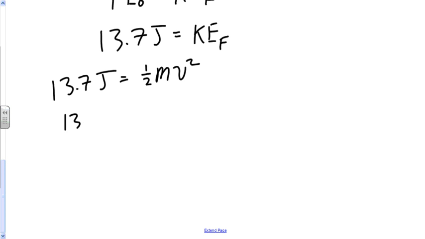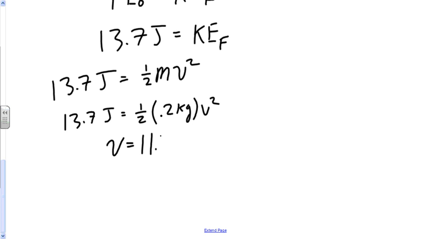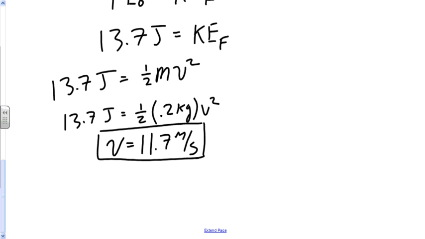So 13.7 joules equals 1/2 times the mass of the apple, 0.2 kilograms, times v squared. I'm going to divide by a half on both sides. I'm going to divide by 0.2 kilograms on both sides, and then I'm going to take the square root. And after doing all that, I get v equals 11.7 meters per second. And there we have it. A pretty simple energy conservation problem.